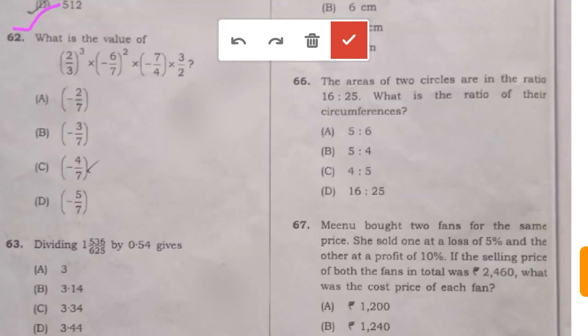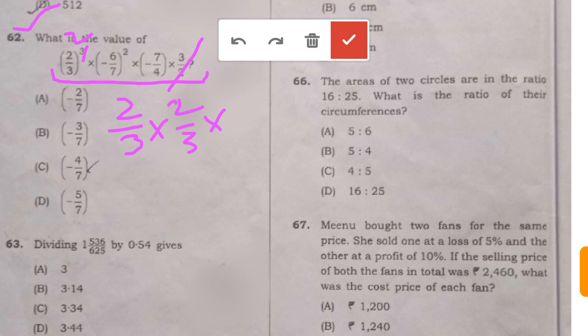Okay, the second question is, what is the value of this equation? Here we can cut 3 by 2 with 1 2 by 3. This one with the first one. Then here cube will be square. Now we write the equation as 2 by 3 into 2 by 3.